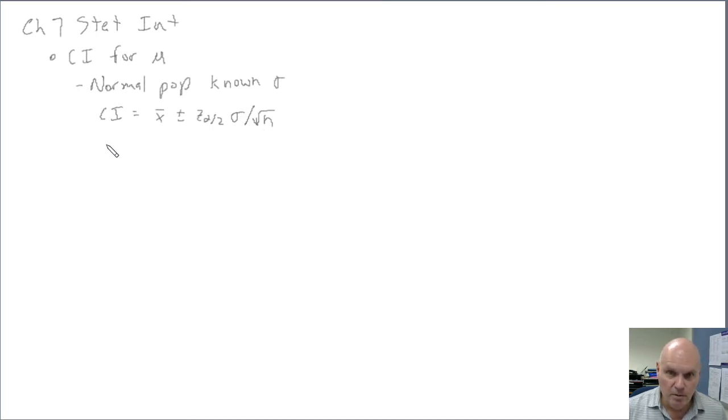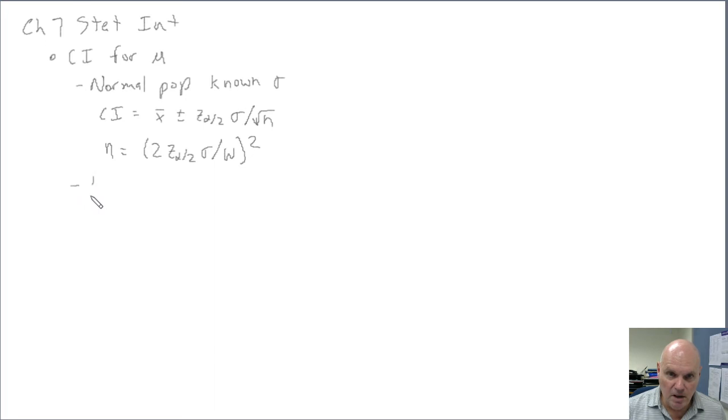The other formula that was in this section is we turned this around a little bit and said, well, what if we want a particular confidence interval width? How many observations do we need to get that width, that level of confidence? And that's given by this formula, n equals 2 times z alpha over 2 times the known standard deviation divided by the desired width, squared.